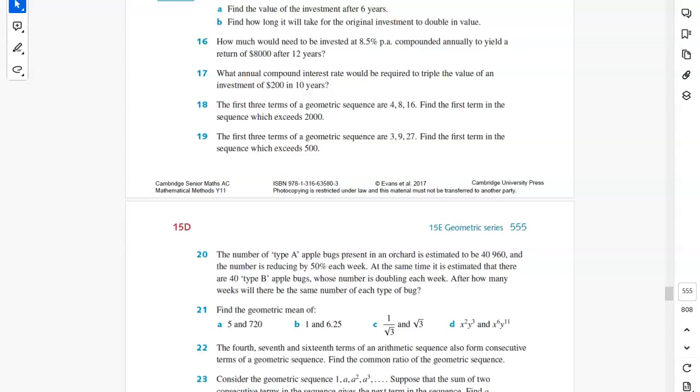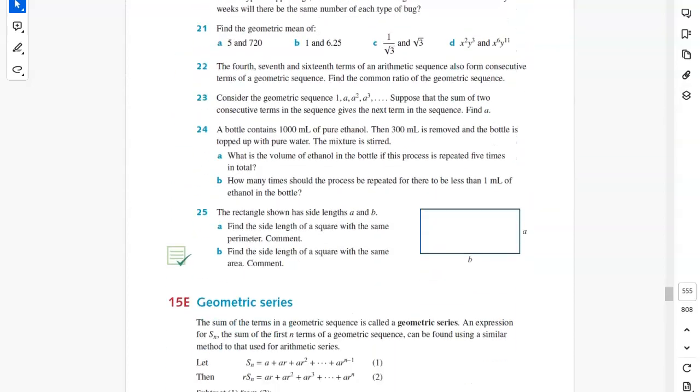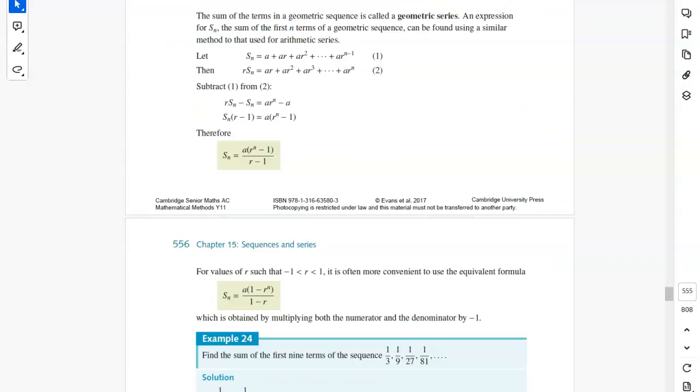After we've done our geometric sequence, we then want to look at geometric series. So this is building to your formula page. We should have that in our textbooks. So we've got Tn equals A r to the n take 1, and now we're going to have the sum of a geometric series. And we're going to have two formulas.